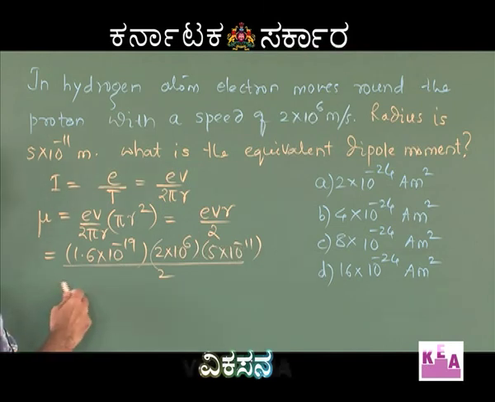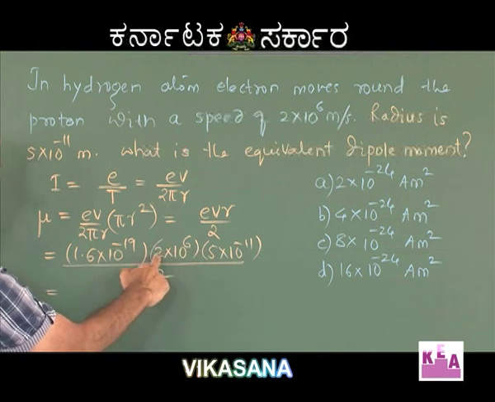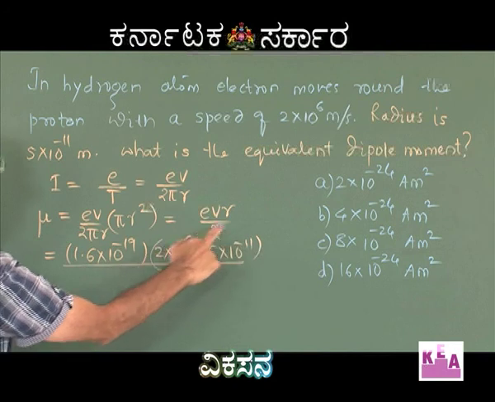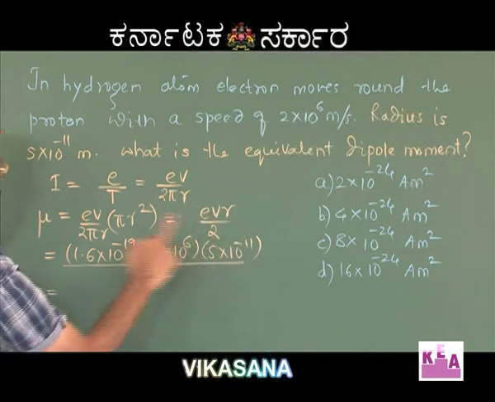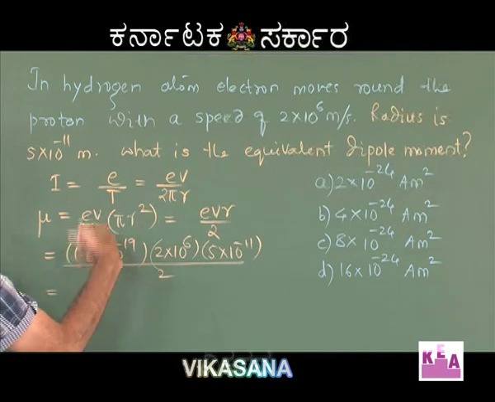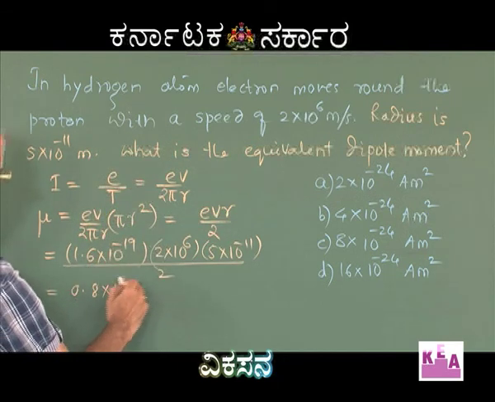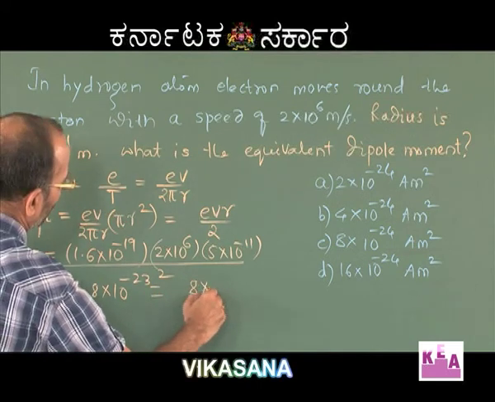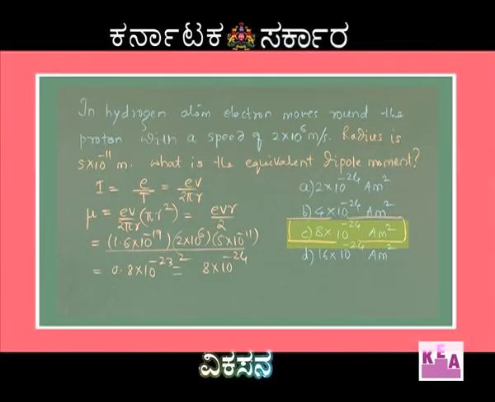Fine. So, that makes it 5 2s are 10. So, 10 into 10 raised to 6 would be 10 raised to 7. 10 raised to 7 into 10 to the power of minus 11 would be 10 raised to minus 4. 10 raised to minus 4 into 10 raised to minus 19 would be 10 raised to minus 23, and this will be 0.8 into 10 to the power of minus 23, which will be equal to 8 into 10 to the power of minus 24, and therefore, the correct answer is C option.